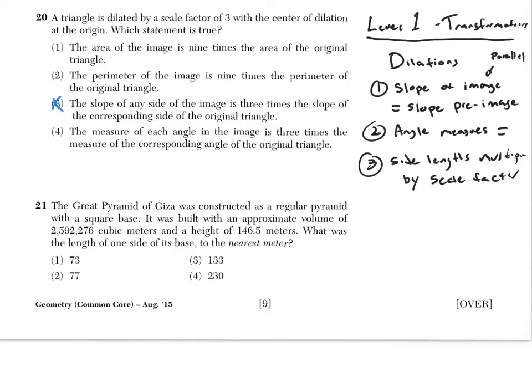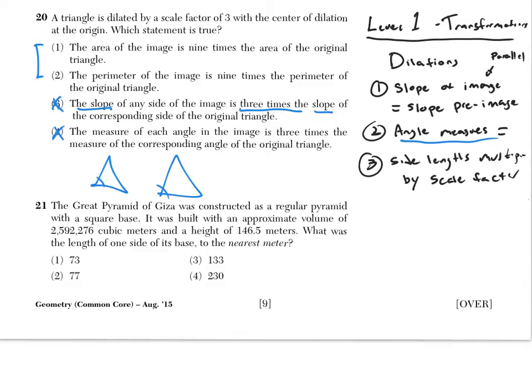And why? It says the slope of any side of the image is 3 times the slope. Well, we know the slopes stay the same, so that was definitely out. And then it says the measure of each angle in the image is 3 times the measure of the corresponding angle in the original. So that's just saying that the angles get 3 times as big, and we know that the angles stay the same, right? We know that. So these two are out. The slopes stay the same and the angles stay the same. So now we're down to a 50-50 shot. It's either the perimeter is 3 times as big or the area is 3 times as big.